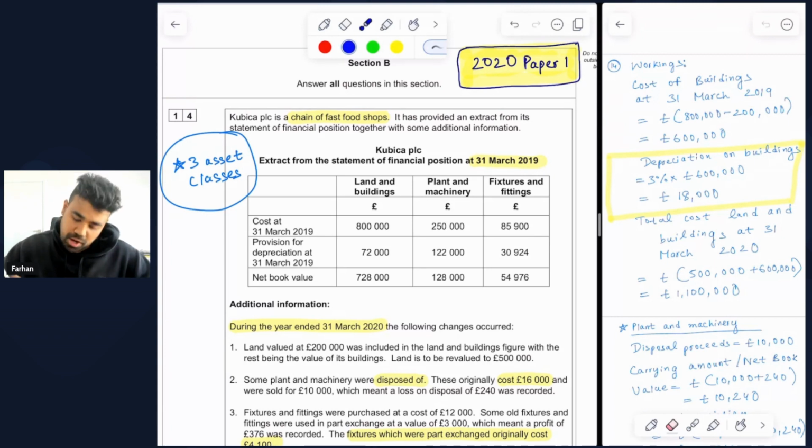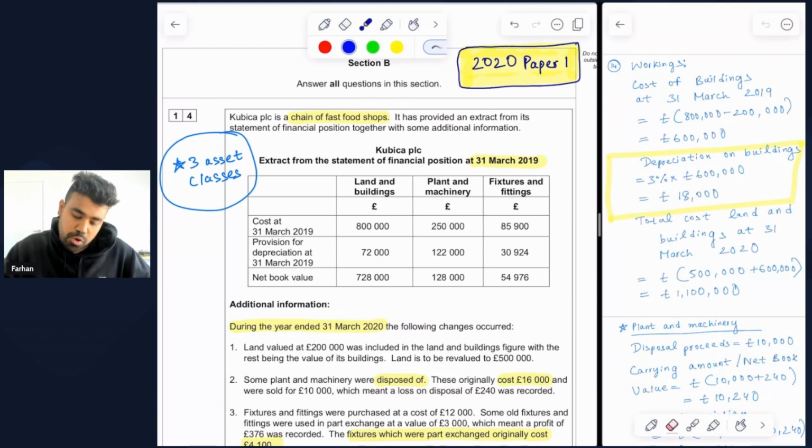What about the net book value at 31 March 2020? Think about it very carefully. This is £128,000, which was the beginning net book value at 1 April 2019. From there, we are subtracting the net book value of the plant and machinery that we have sold, which is £10,240, and then we get a remaining net book value of £117,760.